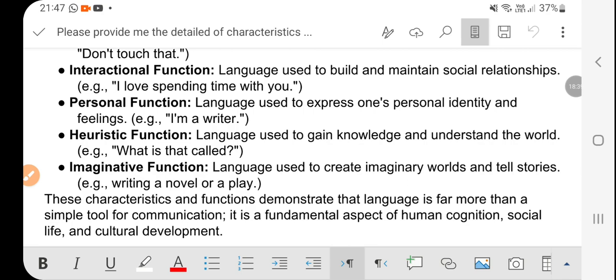Then personal function: I am so and so, I am a writer, I am a singer, so that's personal function. Then heuristic function, to get knowledge from the world, if I am asking you what is AI, explain to me in detail, so that is getting knowledge. Or the last is imaginative language, when I write something that is a product of my imagination, so that is called imaginative function. So these are the different functions of language.